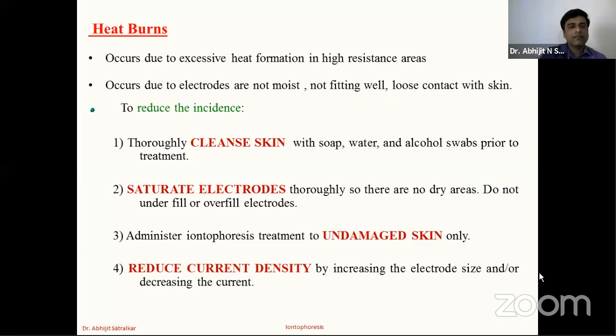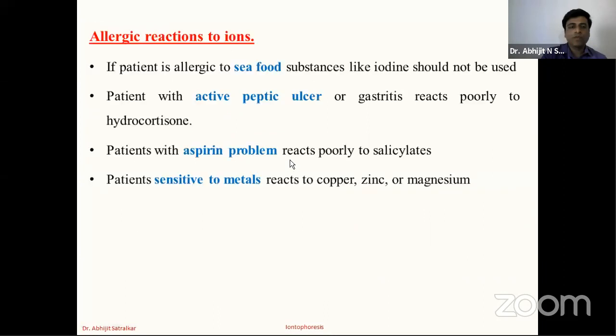Now, next is allergic reactions to ions. If the patient is allergic to seafood, substances like iodine should not be used. This might cause reactions if the patient is allergic. A patient with acute peptic ulcer or gastritis reacts poorly to hydrocortisone. A patient with aspirin problems reacts poorly to salicylate. A patient sensitive to metals can react to copper, zinc, magnesium electrodes.